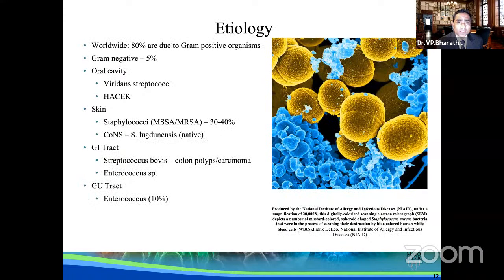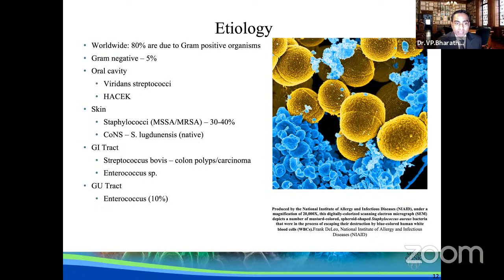Worldwide, 80% of the infections are due to gram-positive organisms. In the developing world, as Dr. Mott mentioned, some proportion is due to the oral flora, the viridans streptococci, and some are from skin pathogens, Staph aureus and coagulase-negative Staph. One thing to point out is coagulase-negative Staph is a weak bug. It's usually associated with prosthetic valves, but a certain strain called Staph lugdunensis is more virulent, and it behaves like MSSA, Staph aureus, and it can affect the native valve.